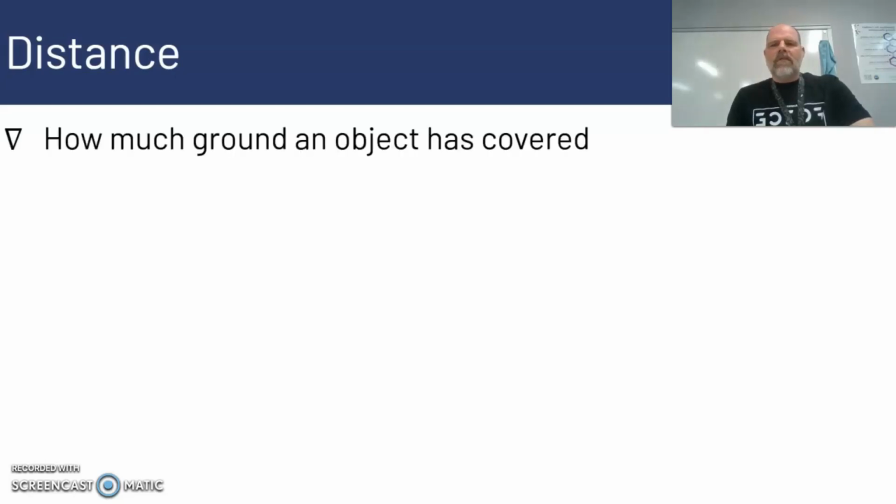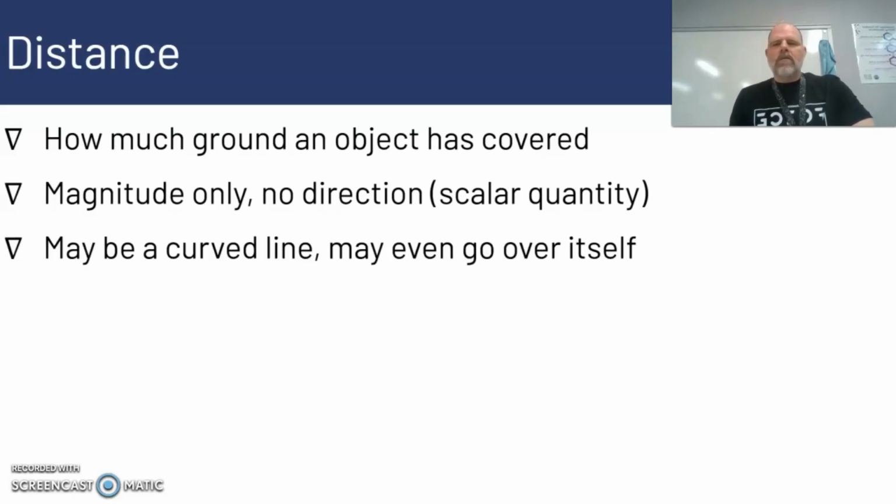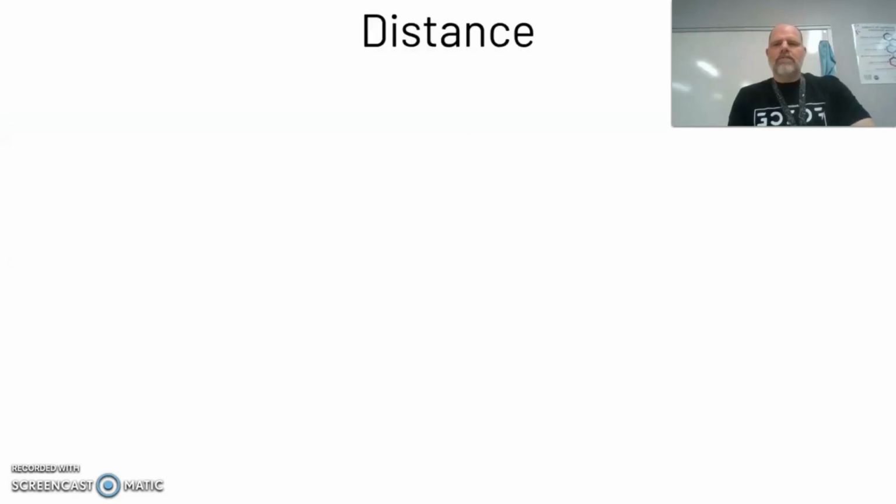Alright, so let's start talking first about distance. So distance is defined in physics as how much ground an object has covered. It's magnitude only, so no direction, so it's a scalar quantity. It can be a curved line, it can even go over itself. So distance is kind of how we think about how much distance we've covered, how far we've gone in our everyday usage of the word distance.